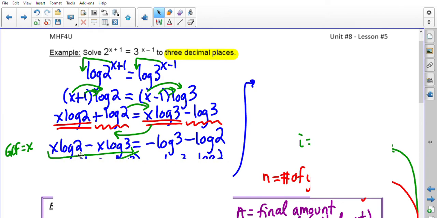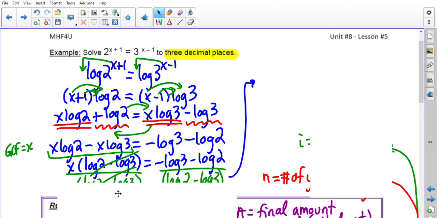So if I collect like terms here on the left side, we've collected the like terms, but now I want to find a way to combine this. So let's take out a GCF of x. If I take out a GCF of x, that means I'm going to be left with x times log 2 minus log 3. So that's in the brackets. And then the right side remains.